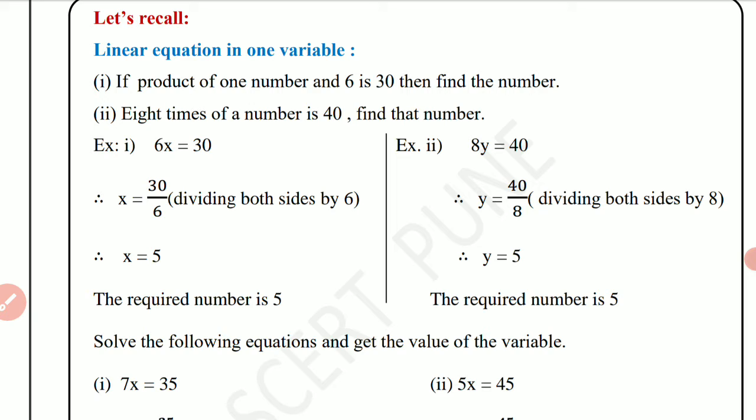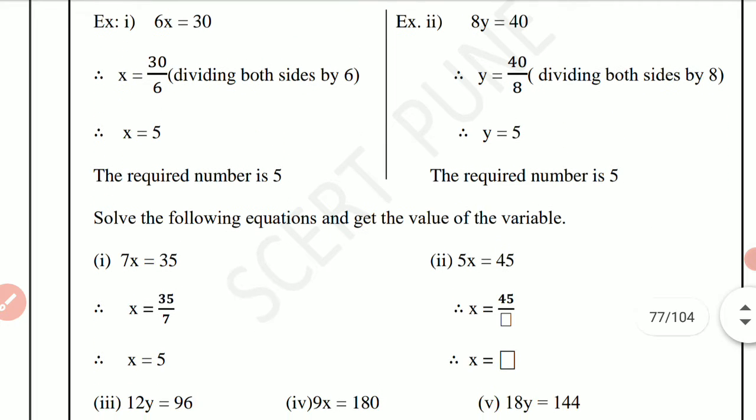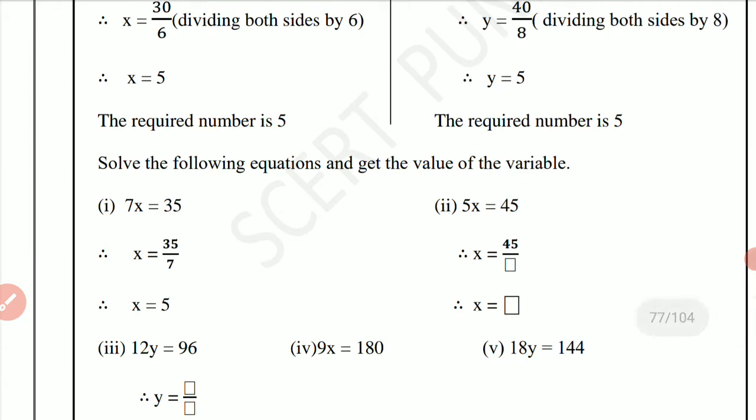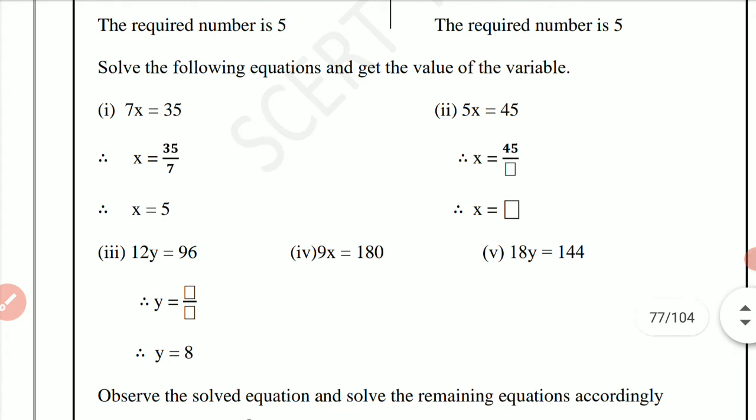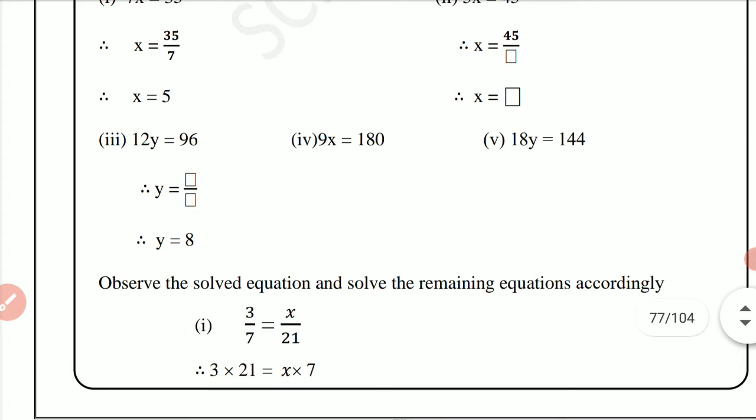Solve the following equations and get the value of the variable. Here 2 examples are for you. You can easily solve these 5 problems. 7x is equal to 35, x is equal to 35 upon 7, x is equal to 5. 5x is equal to 45, that is x is equal to 9, etc. Observe and solve the equation and solve the remaining equations accordingly.